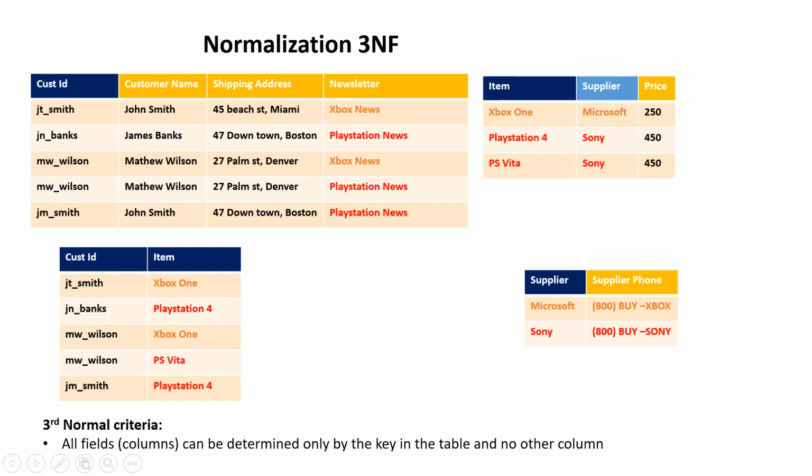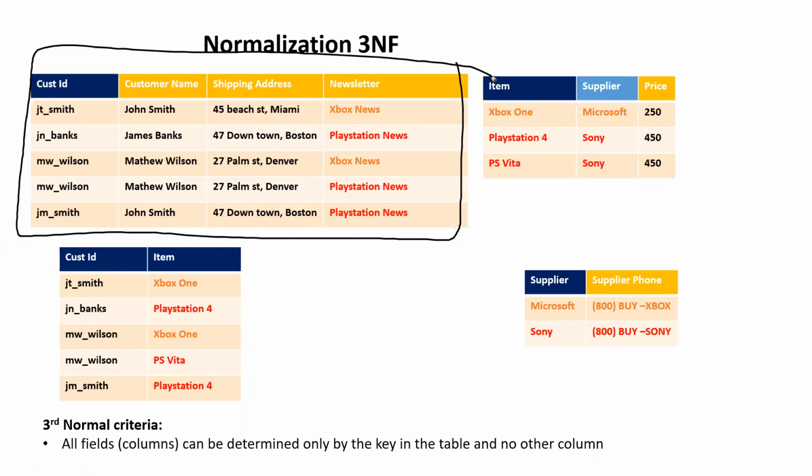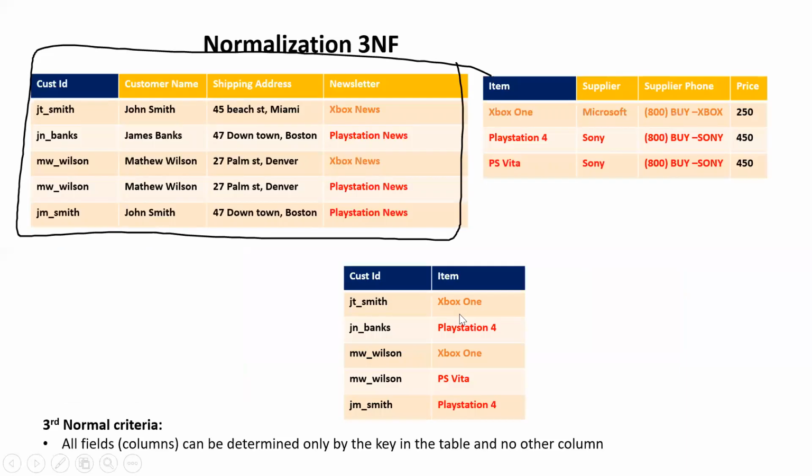Now from here, try to understand. This table is perfectly fine. I don't have to make any changes here. But the problem is, if you see the previous table, from the supplier, can I understand the supplier phone number also? Absolutely, right? So from the non-key also, I'm able to get the supplier phone number, which I don't want. That is my transitive dependency, which I want to remove.